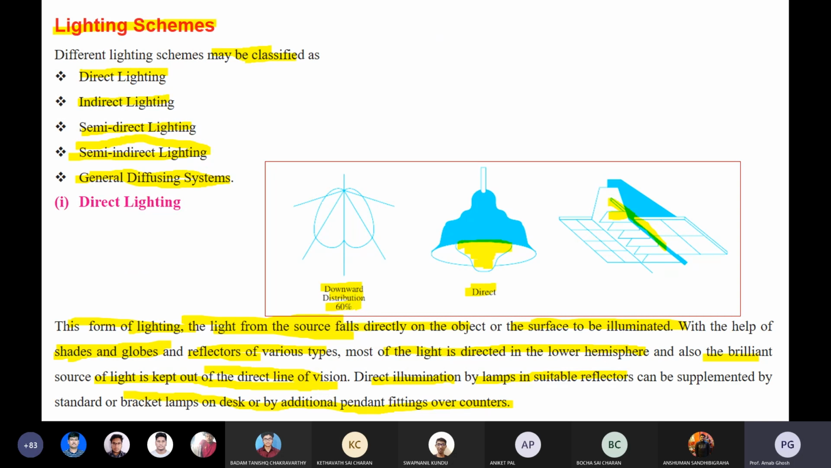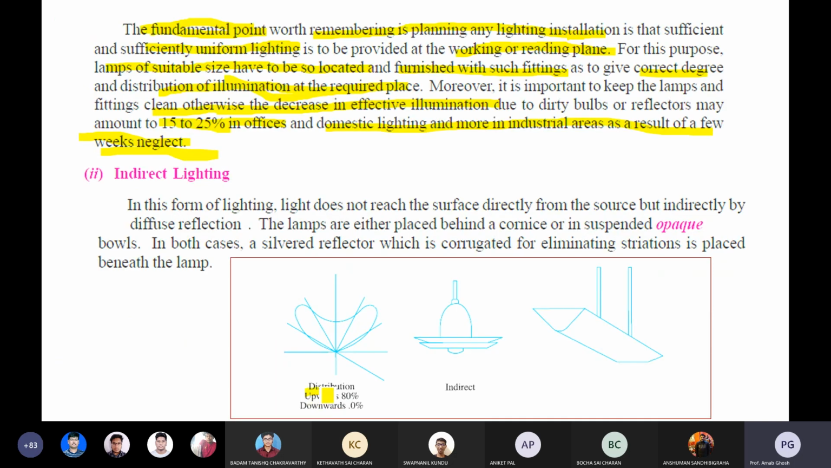Downward distribution 60%. Now you can see upward distribution is 80%, downward distribution is 0%. Means directly that open, in case of direct lighting, what happened? The open portion is your bottom side, but here you can see the open portion is your top side. In this form of lighting, light does not reach the surface directly from the source. So that's why it is called indirect.